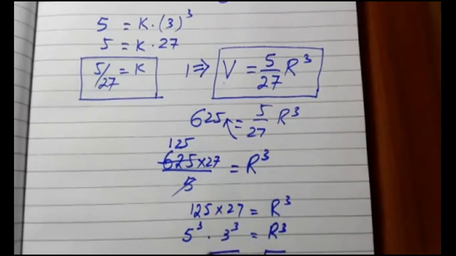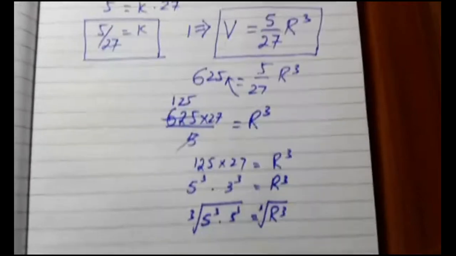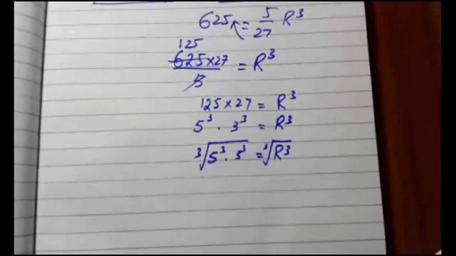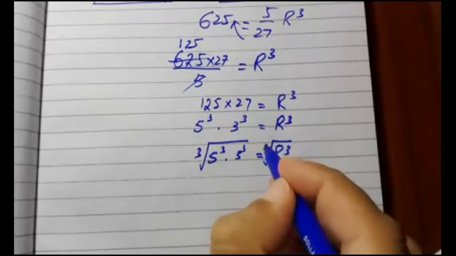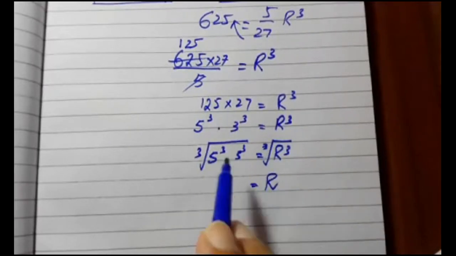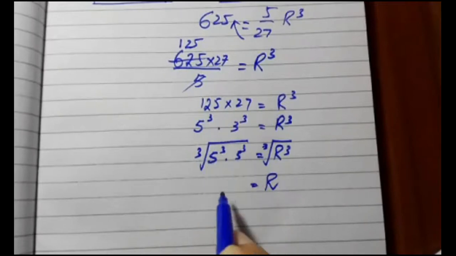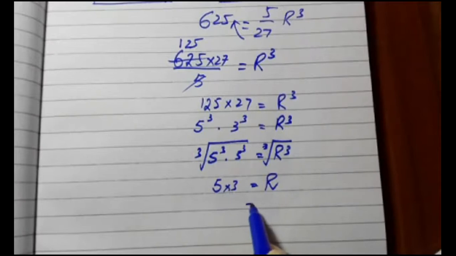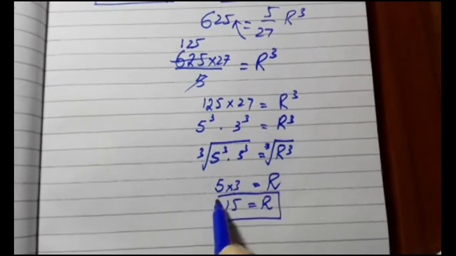Take the cube root on both sides, because our task is to find the value of r only, so we should apply the cube root on both sides. So it will generate r, and the cubes of 5 and 3 will be removed. You will get 5 times 3, so r should be equal to 15. This is the required calculation for this part, question number 5. Do you want to ask anything?